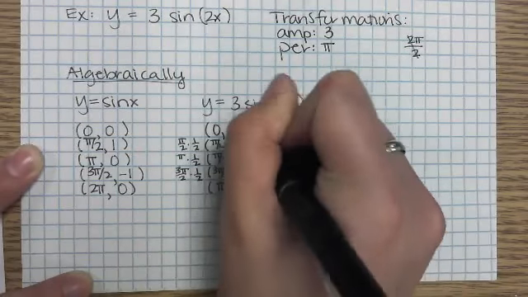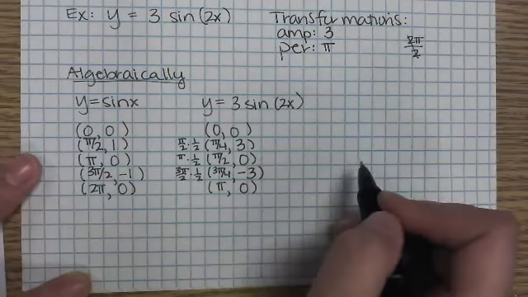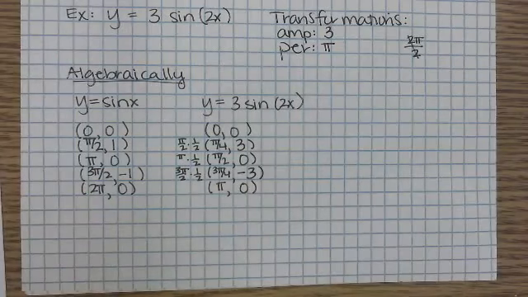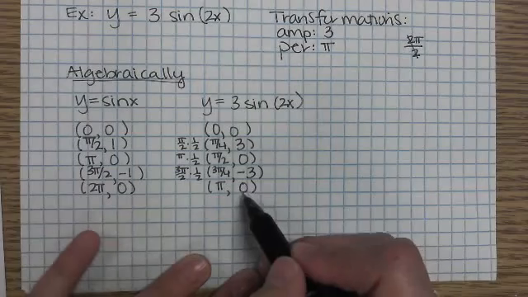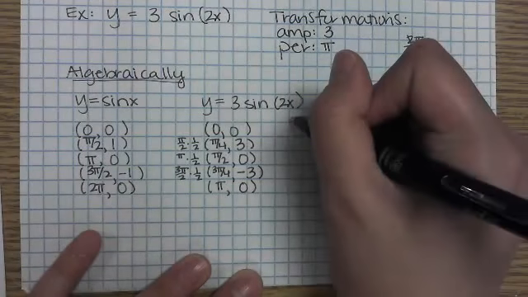So at this point I've done all the transformations. All that is left now is I need to draw the graph. So I know that my y value needs to go between -3 and +3.